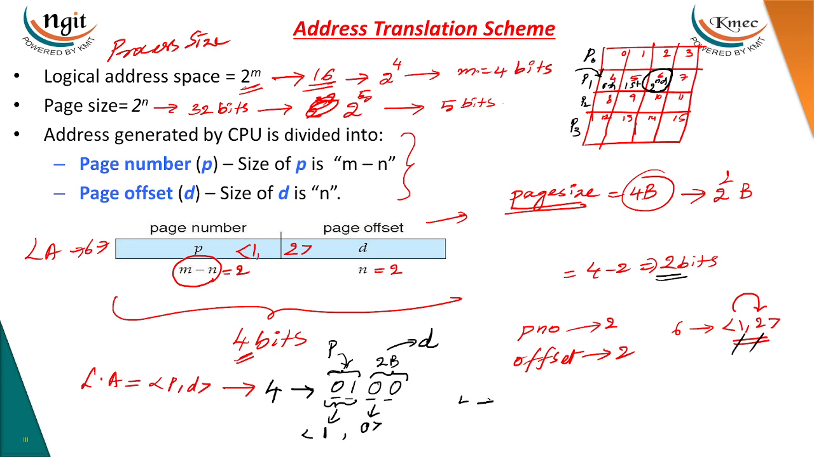Okay, so 4 is divided into 1 comma 0, that is, go to the first page and go to the 0th location, and that will be your data. You need to search this particular location. In this location you will find the frame number. Then you go to that frame number and take the 0th location of that frame. So this is how we take the binary conversion and find the page number and frame number. Okay, clear?